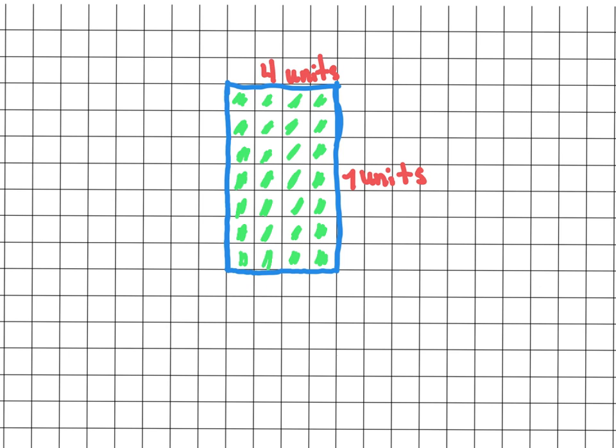Now, not every time you're going to have grid paper and just count. You're going to need to know your facts. So here we would do area is equal to length times width, and just plug it in. A is equal to the length, which is 4 units, and the width is 7. So we would do A is equal to 28 squared units.